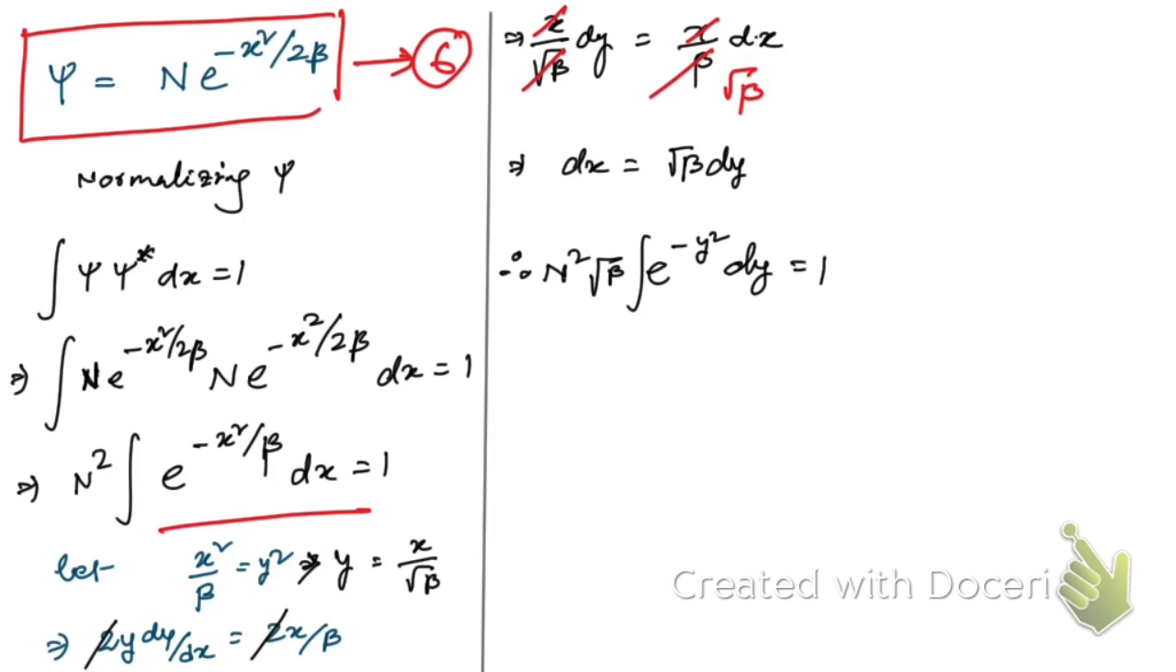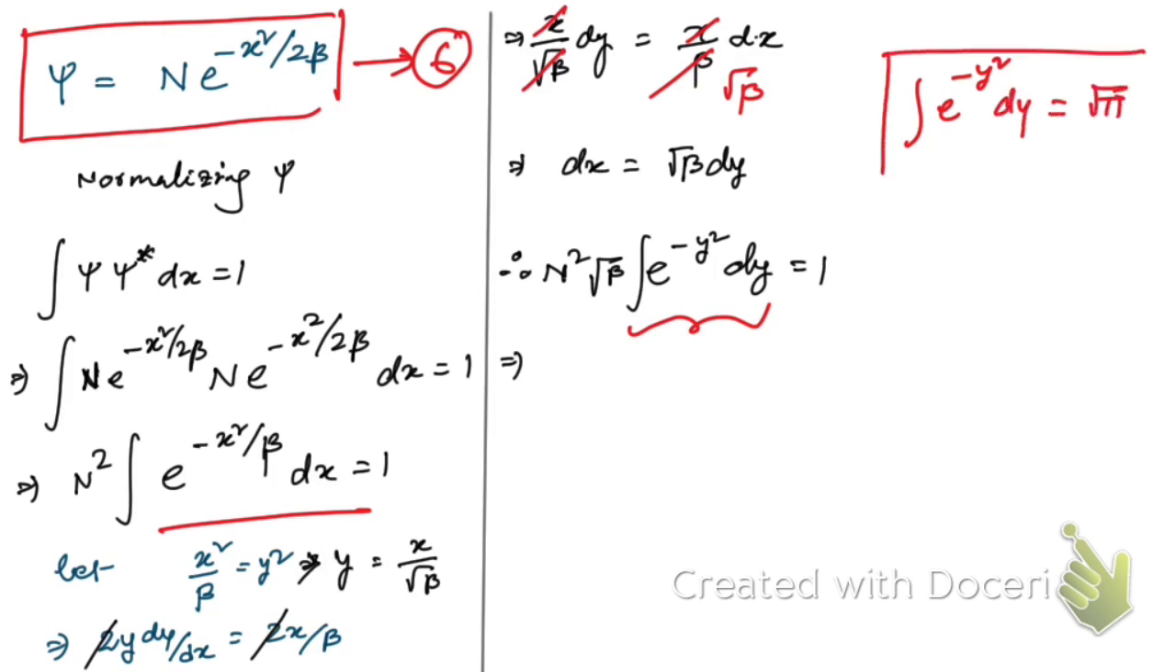The integral is equal to 1. Okay, so I think you have got this result of this integral in mathematical physics. If you haven't, just remember that the integration of e to the power minus y square dy is equal to root pi. You just need to remember this result. Now here we can write N square root beta root pi is equal to 1.